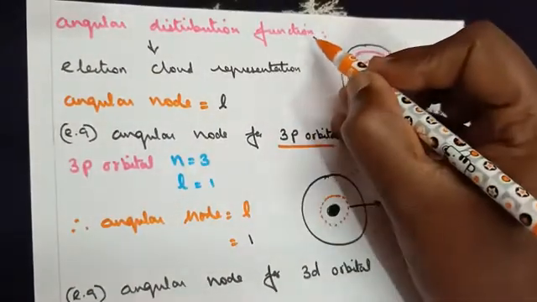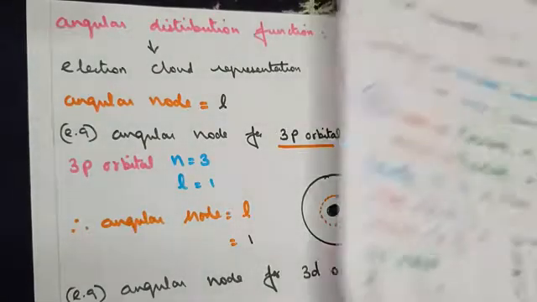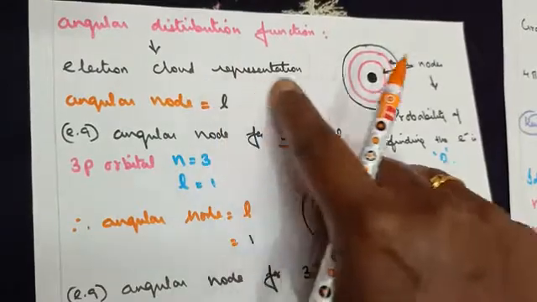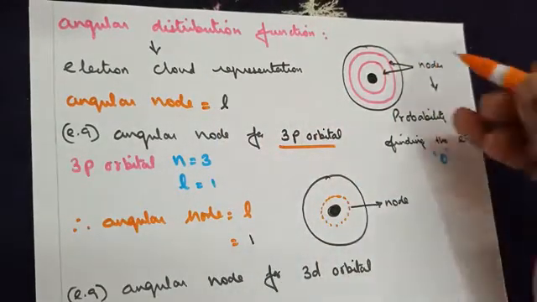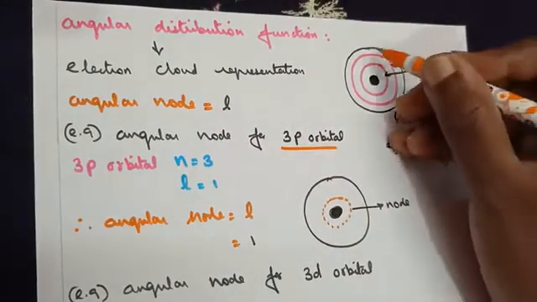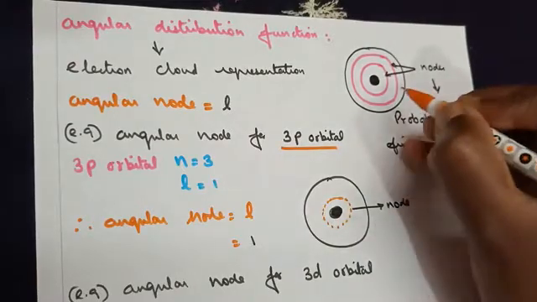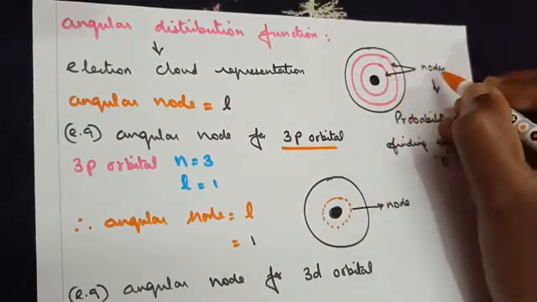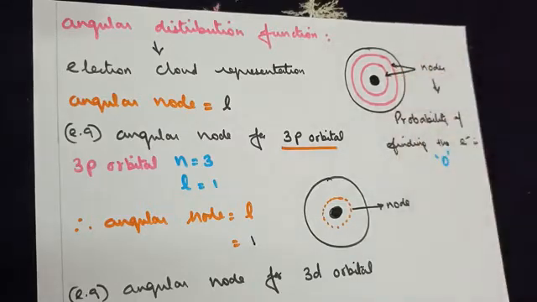Now, angular distribution function: here it was a graphical representation, here it's an electron cloud representation. In the textbook they have given it very clearly. I have tried my best to draw the diagram. The pink color circles that you can see stand for the node, the same concept here.